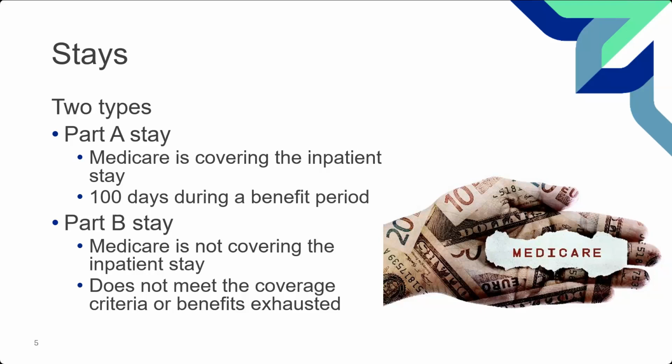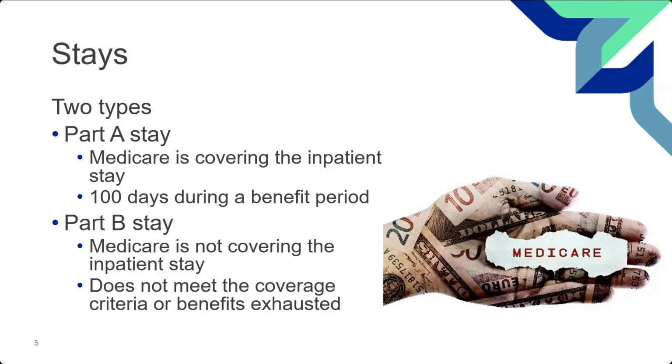Now, a Part B stay means Medicare is not covering the inpatient care. The inpatient care does include things like room and board, nursing care. Those are all part of that inpatient coverage criteria. How long does that happen? 100 days is what is called a benefit period.